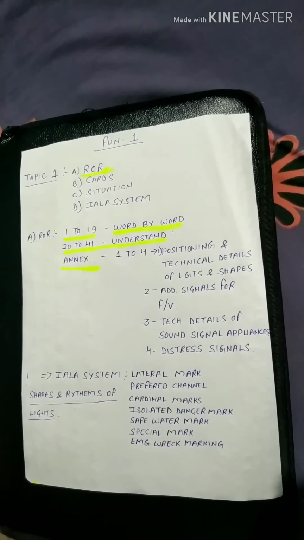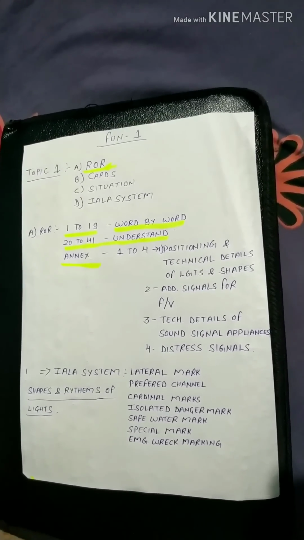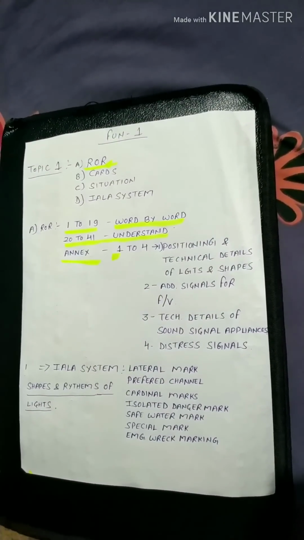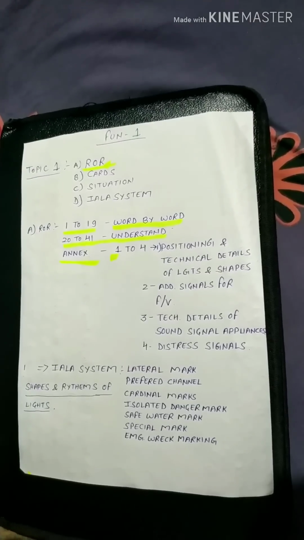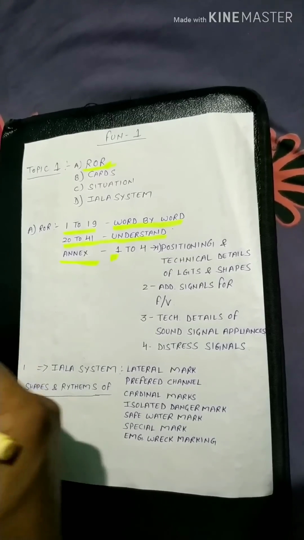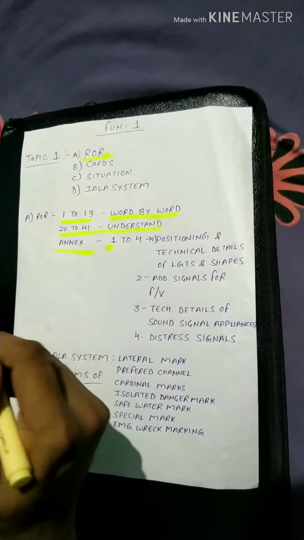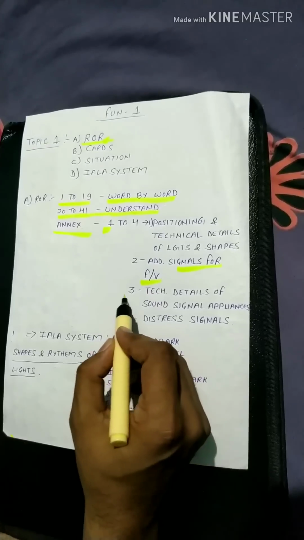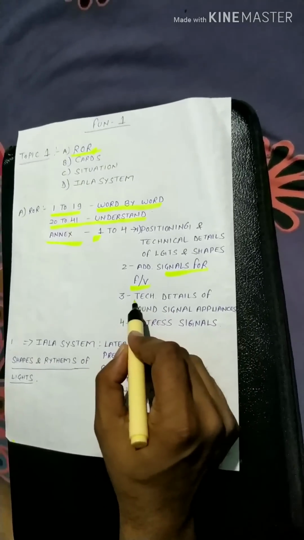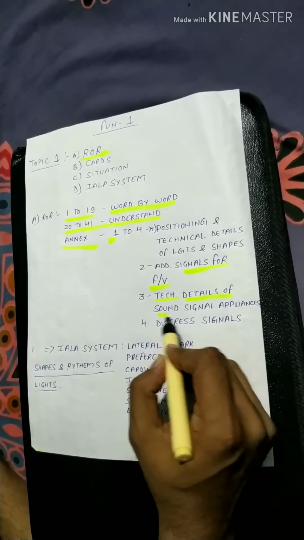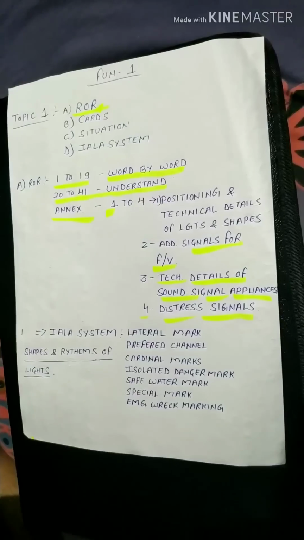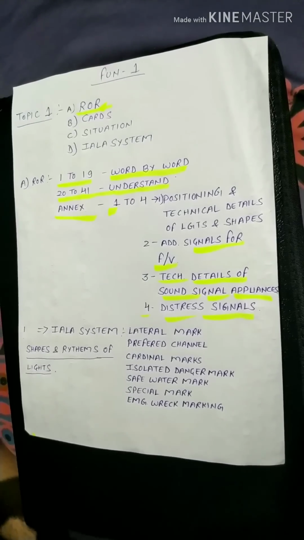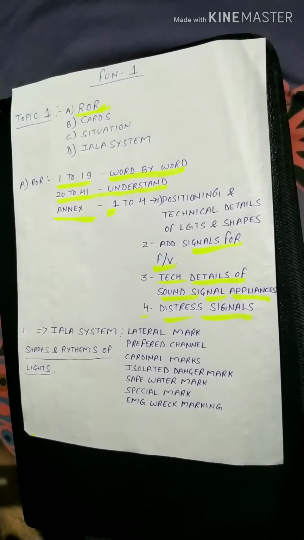After that, you have to go through the annexes, that is 1 to 4. In Annex 1, you have to know the positioning and technical details of the lights and shapes. In Annex 2, additional signals for fishing vessels. In Annex 3, technical details of the sound signal appliances. In Annex 4, distress signals, which you have to give in case of distress.